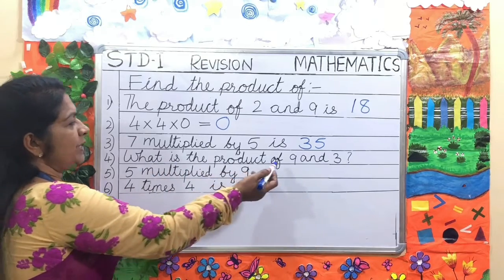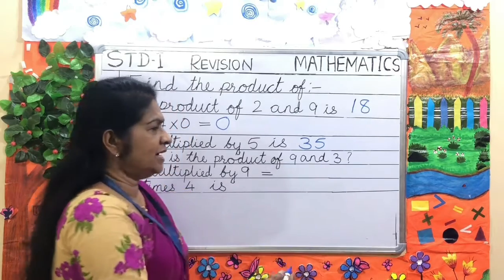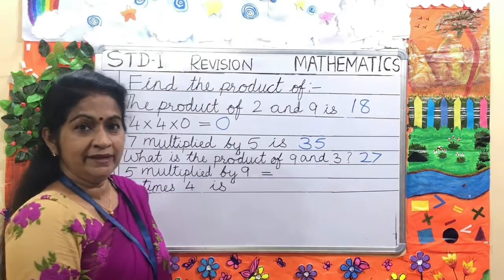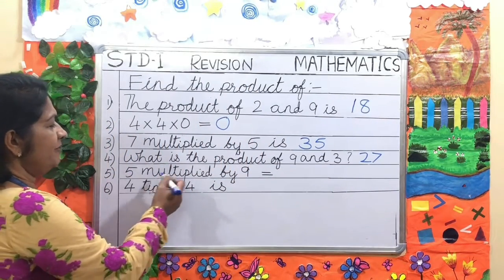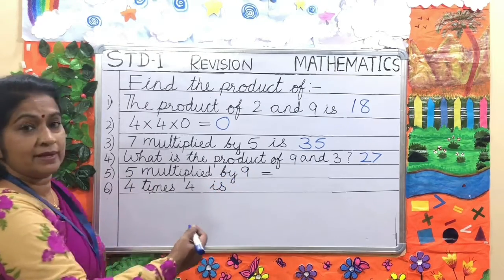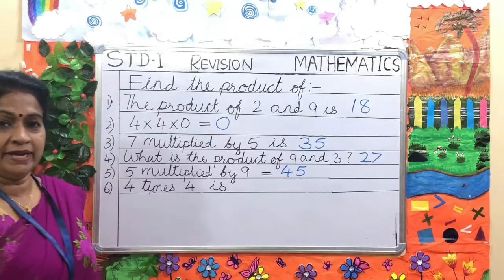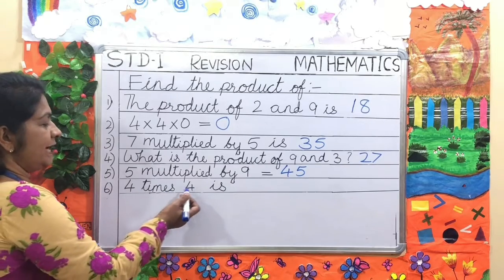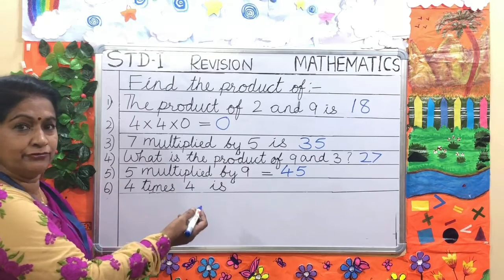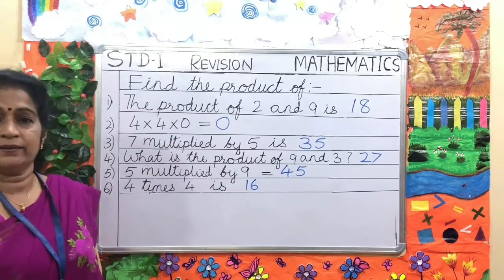Next, what is the product of 9 and 3? 9 3s are 27. Next, 5 multiplied by 9. 5 9s are 45. Next, 4 times 4. 4 times 4 means 4 multiplied by 4. That is 16.